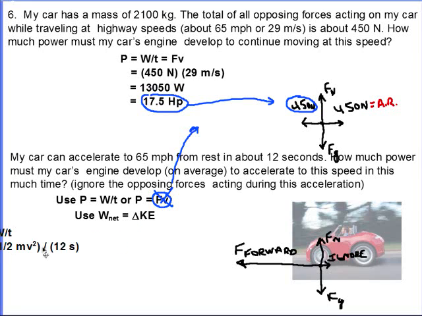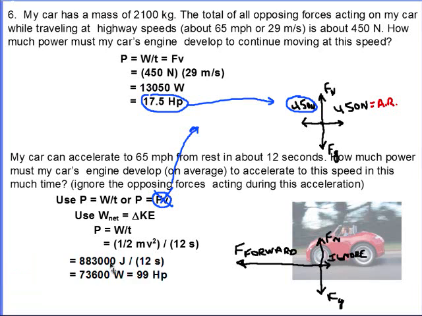Now when I go through and do that, I'm going to say that power is work over time, which is the change in kinetic energy over time. That reduces to 1/2 mv squared all over 12 seconds. When I plug in those numbers, I get about 883,000 joules is the kinetic energy of that car. Divide that by 12 seconds, and my car has to develop about 73,600 watts, or about 99 horsepower.